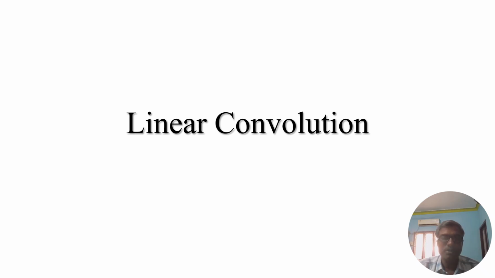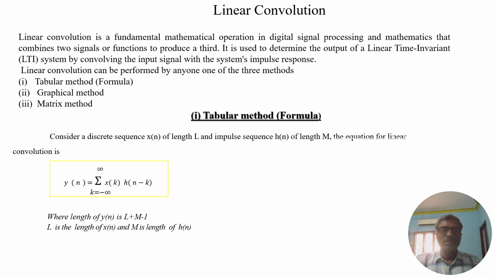Hello everyone. Now we'll discuss what linear convolution is and how it can be computed. Linear convolution is the mathematical tool used in digital signal processing to compute the output of a system when the input and impulse response of the system are known. Linear convolution can be computed in three ways.